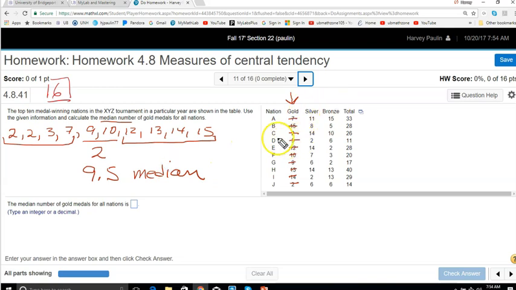All right, not too hard, but you need to know the protocol. And again, the protocol is if it's an even number of items of data, after you put them in order, you take the 2 middle and take the average of those, and that would be the median.